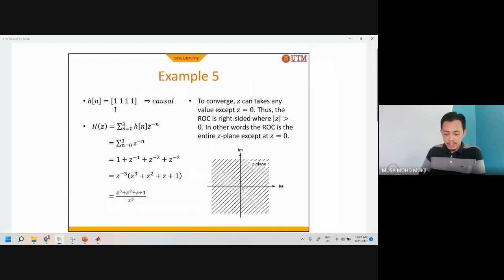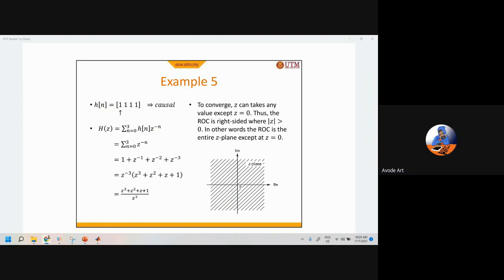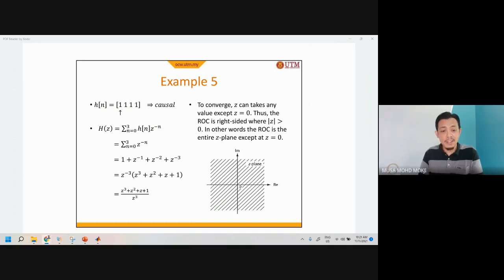All right, let's look at another example, which is this example. We are still looking at causality. h[n] equals 1, 1, 1, 1. So what is this? Is this FIR or IIR? Is it mentioned somewhere here? Okay, no. So what do you think? Seems to be an IIR? IIR? Yeah. FIR, sorry. This is FIR.